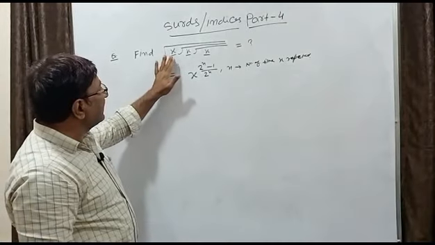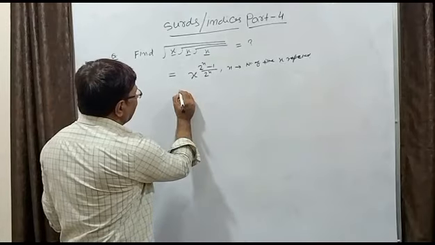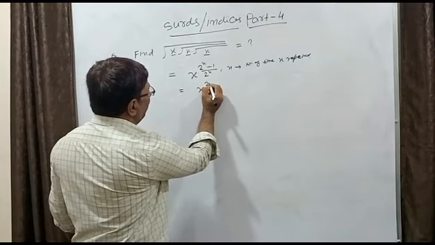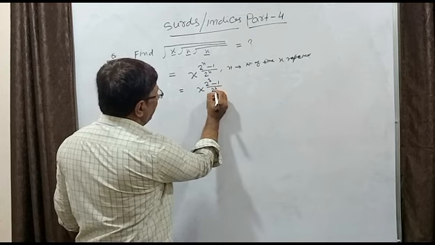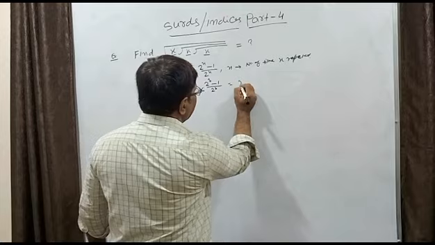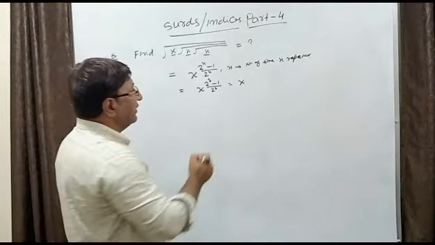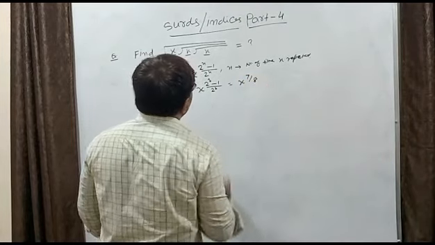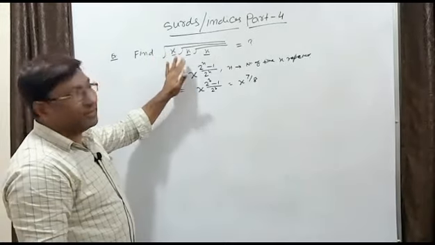Just like here you see, x is repeated how many times? 3 times. So the correct answer will be x to the power (2 to the power 3 minus 1) divided by 2 to the power 3. So the correct answer is: 2 to the power 3 is 8, minus 1 is 7. So this is x to the power 7 by 8. This is the ready-made formula for any question which comes in this form.